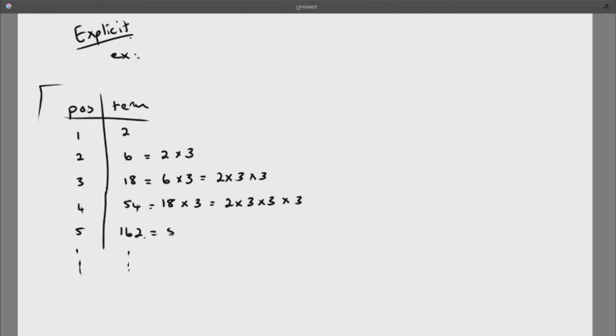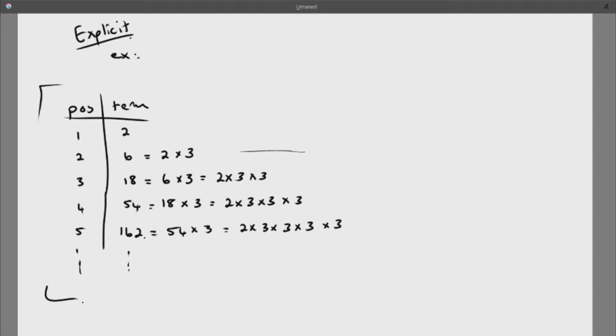And 162 is 54 times 3. 54 itself is 2 times 3 times 3 times 3, and the new times 3. So it looks very similar, except it's now multiplication. We did the same thing for the arithmetic sequences, trying to find the explicit formula. A table like this is so handy to find explicit formulas. But we don't have to. Once we're sure, we can just remember it.